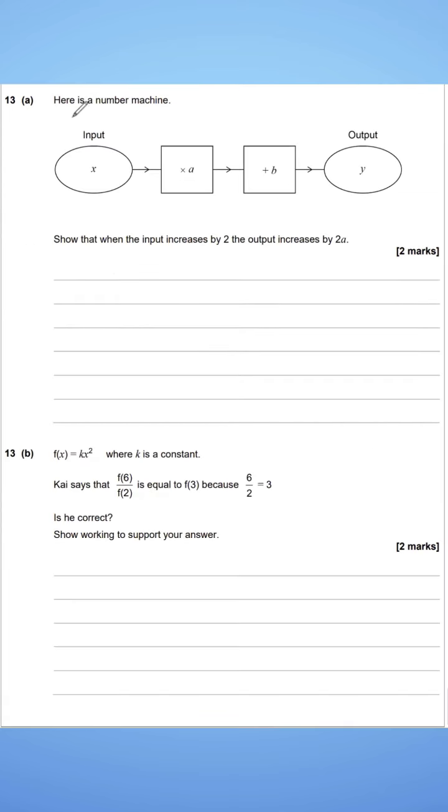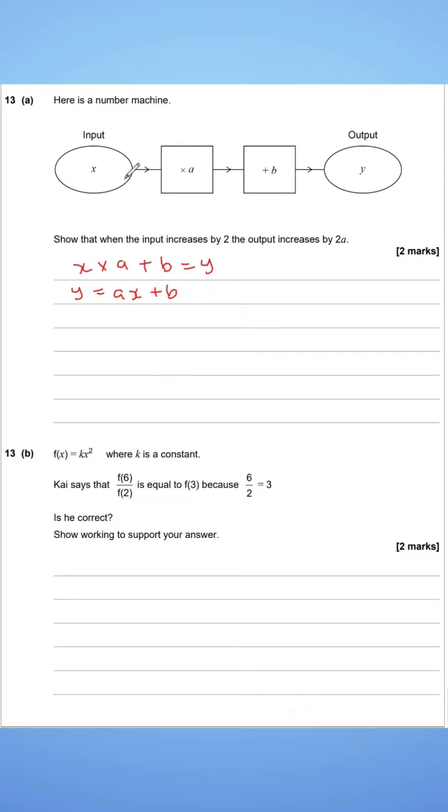Question 13, part A says, here is a number machine. Show that when the input increases by 2, the output increases by 2a. So originally, if we look at this, we have the input x is going to be multiplied by a, added with b, and then the output is going to be y. So we can also write this as x times a plus b is y. Or you can also write this as y is equal to ax plus b, which makes a bit more sense.